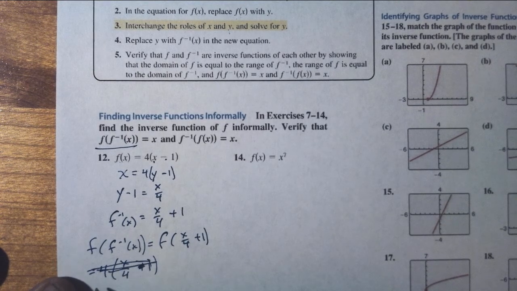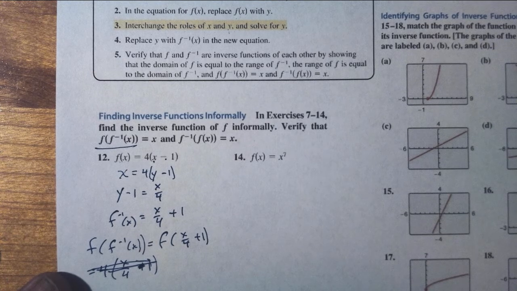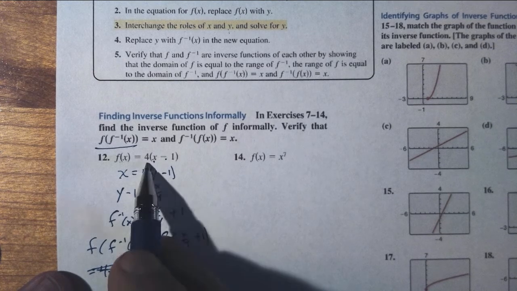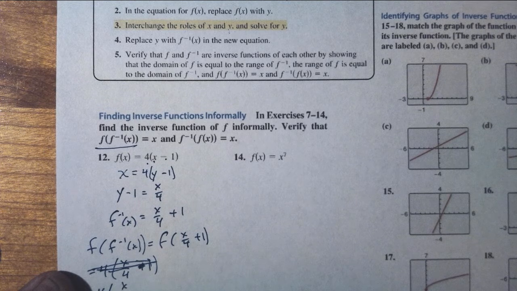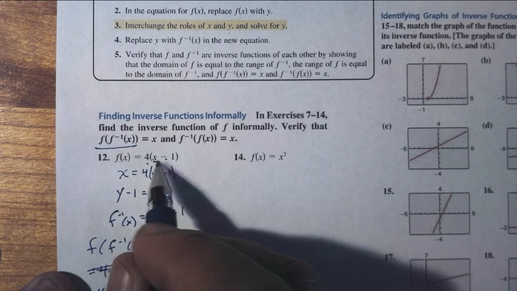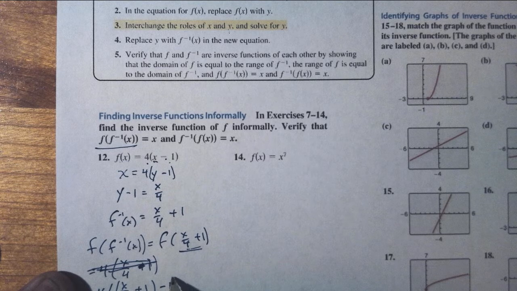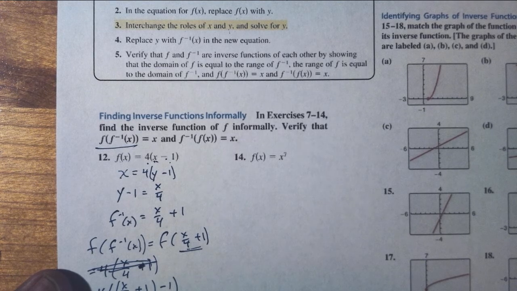I'm wrong. Sorry about that again. I just had a distraction here. That becomes 4 times, in place of x, I'm going to put x over 4 plus 1. This takes the place of x. There's still a minus 1 on there. So that is just 4 times x over 4, and that equals x, and that's what we're hoping for.